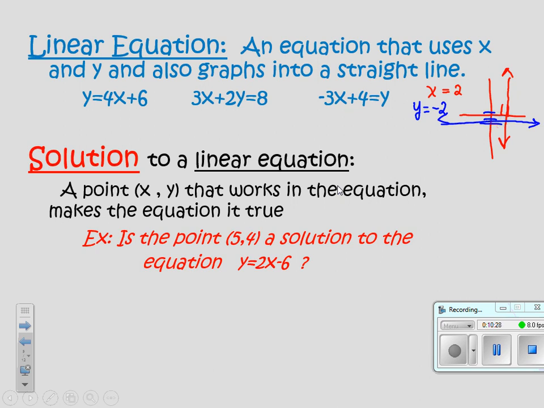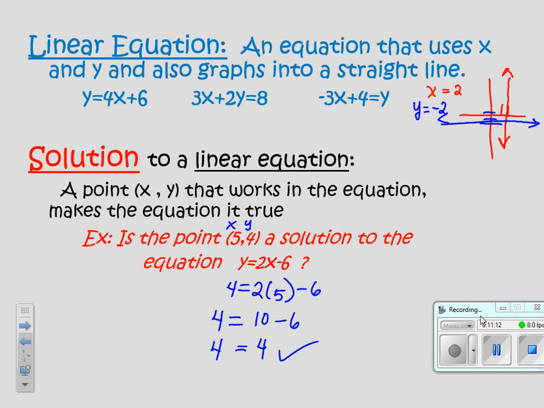So if I've got the coordinate (5, 4), remember 5 is the x, 4 is the y, and I want to find out if it's the solution to this equation, I would plug my x value in where I see an x, and I'd plug my y value in where I see a y. So my y would become 4, my x would become 5, and then I would solve and say, are these two sides equal? Well, let's see. 4 equals 2 times 5 is 10, and 10 minus 6 is 4. So both of these sides equal each other. So yes, this is one solution to the linear equation.